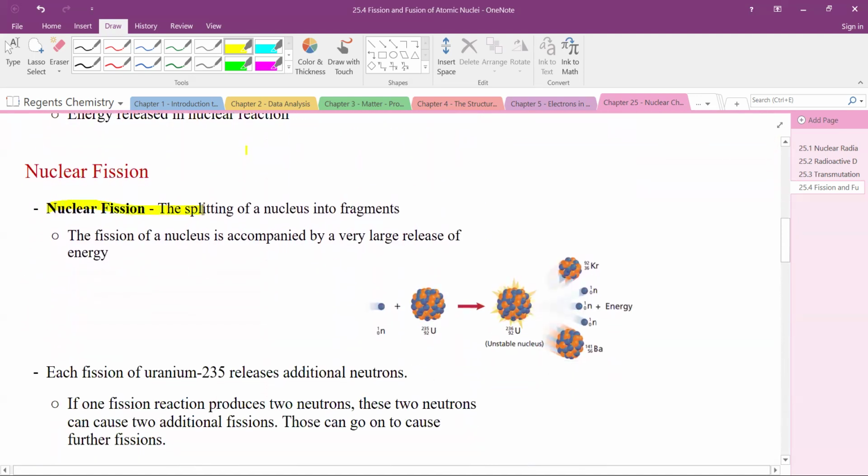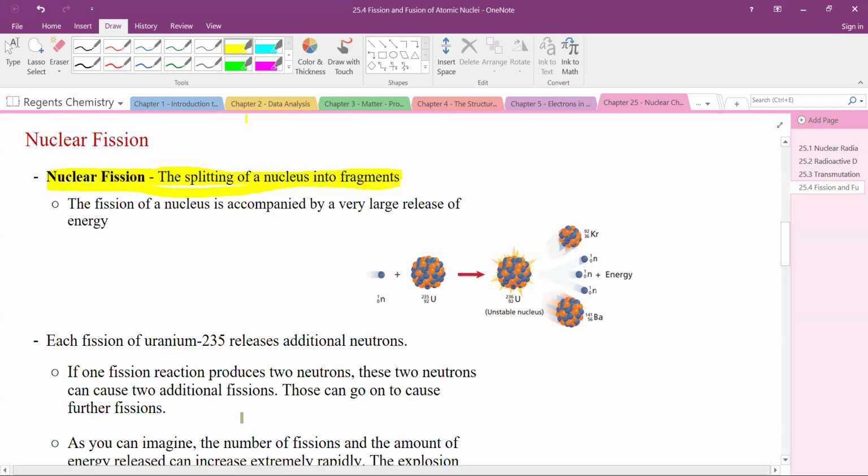Nuclear fission is the splitting of a nucleus into fragments. This is well understood in a sense because we do it very frequently. It's been used for almost a century at this point to generate electricity. It is accompanied by a very large release in energy, as well as many radioactive and toxic byproducts. Okay, so nuclear fission is what you're probably familiar with from nuclear reactors.